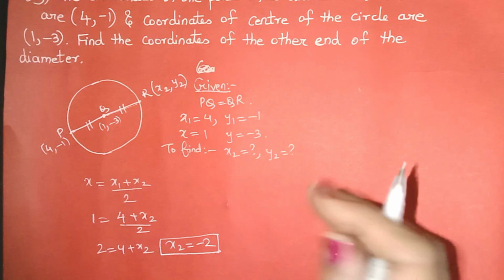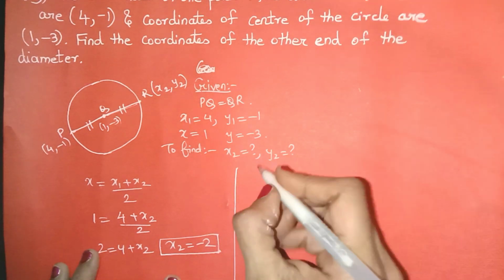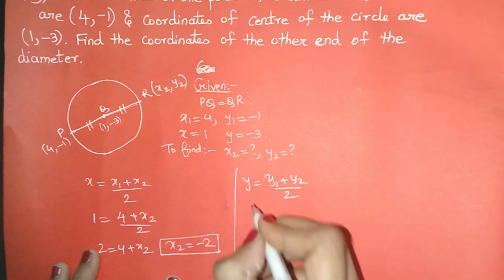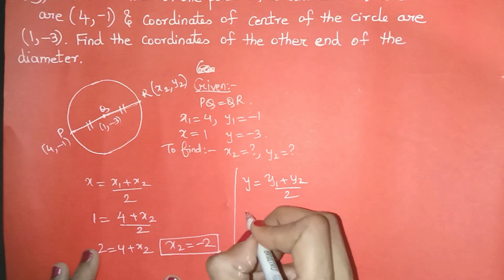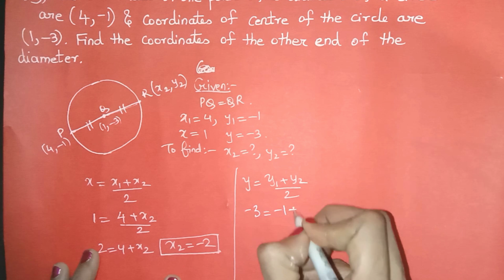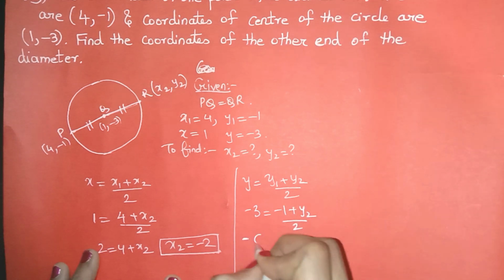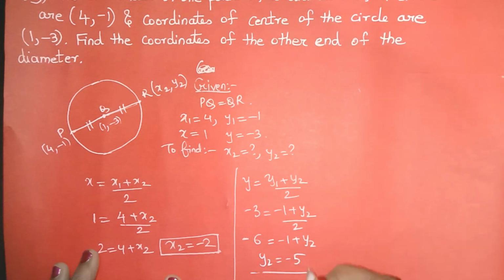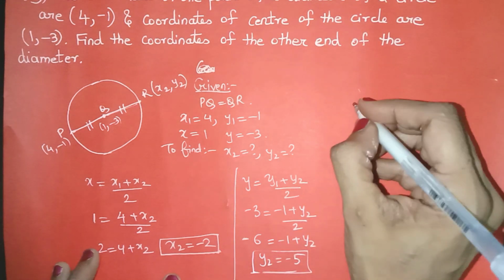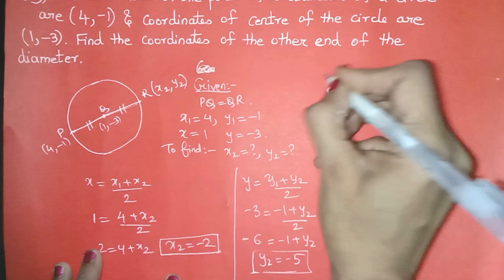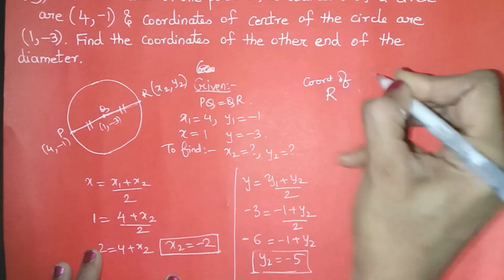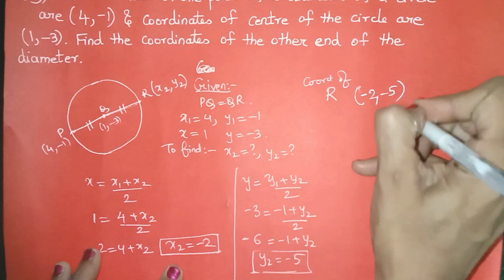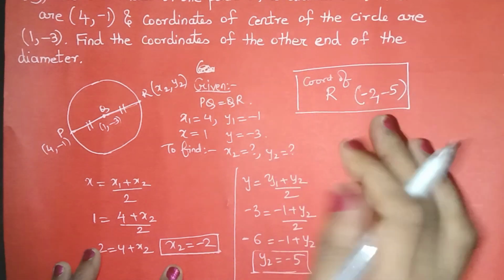See, just in a matter of few seconds we got the answer. Now let's also find out the y coordinate. This is the midpoint formula for the y coordinate. So what is y? Yes, minus 3, y1 is minus 1 plus y2 by 2. So minus 6 equal to minus 1 plus y2. So y2 is minus 5. So what are the coordinates of point R? Point R coordinates are going to be x2, y2, which is minus 2, minus 5. Friends, this is the answer.